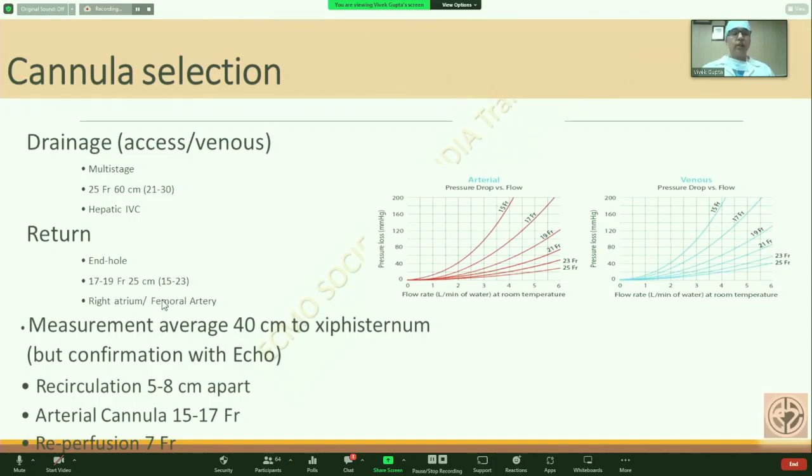How do we measure the length? On average, usually for an adult patient, it is 40 centimeter of the cannula from the Z-fistula. So you can always measure it with the wire, or you can confirm using ultrasound or echocardiogram.